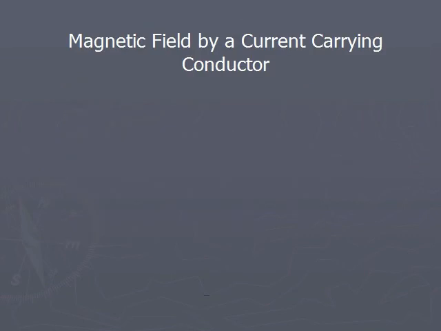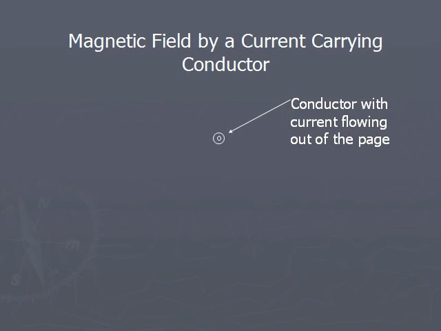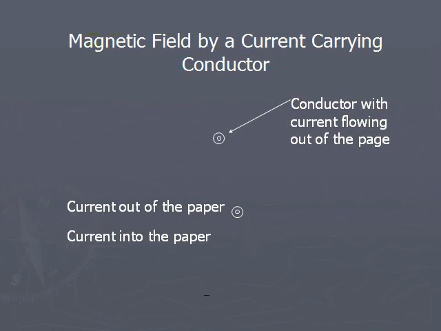Magnetic field formed by a current carrying conductor. Let us suppose a conductor is laid perpendicular to the plane of the screen and the current is coming out of the screen. So in the large circle there is a small circle which represents a conductor carrying current out of the screen. If the current is carried into the screen, then it will be indicated by a cross.